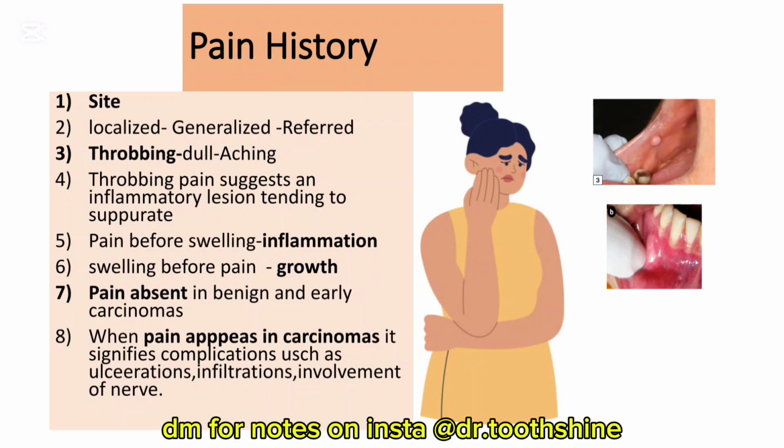Next is the sequence of pain. If pain is before swelling, it can lead to inflammation. If the swelling comes before pain, it can be growth; the pain is absent in benign and early carcinomas. So when pain appears in carcinomas, it signifies complications such as ulceration, infiltration, and involvement of nerves.